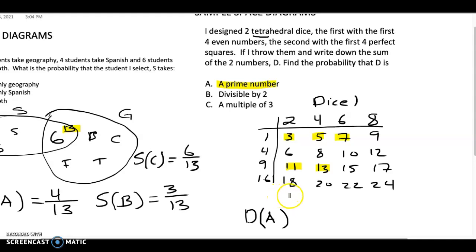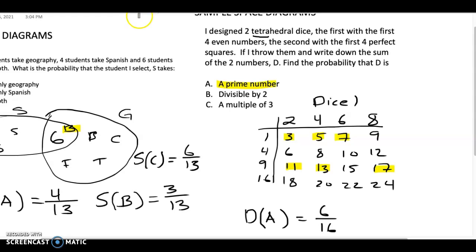And that's pretty much it. Let me double check my work. I got 11, I got 13, I got 5, 7, 3. Oh yeah, 17 is prime too. So can't forget 17. If I wrote this out for my probability, it would be 6 out of 4 times 4, which is 16. That's how many total possible answers there are. And 6 of those are prime numbers.